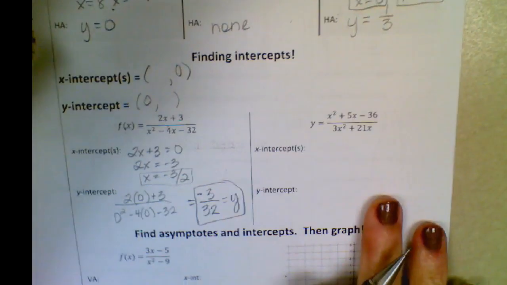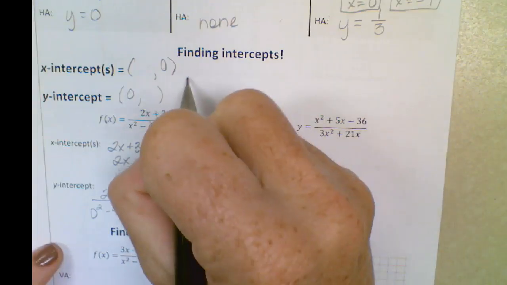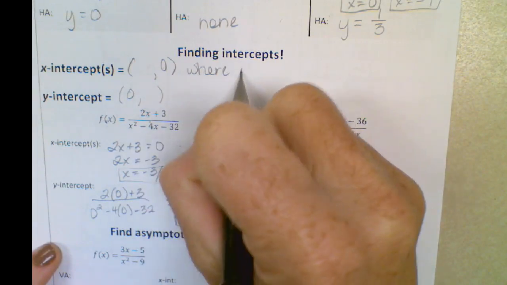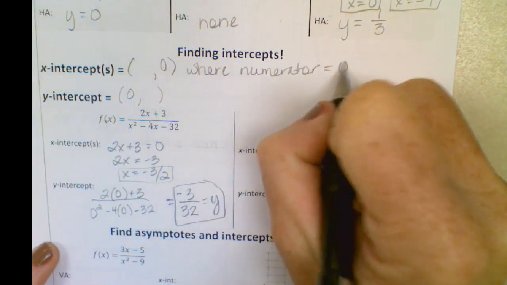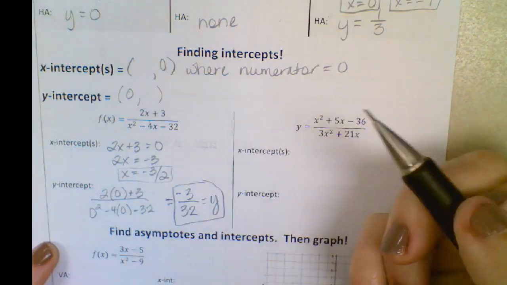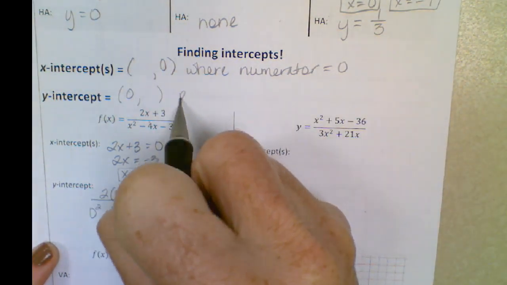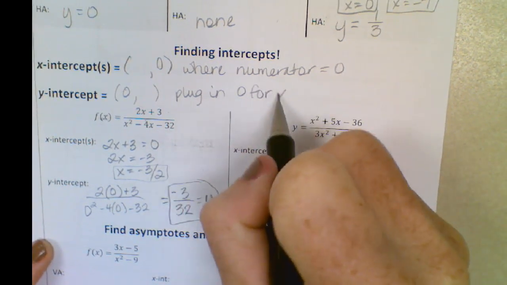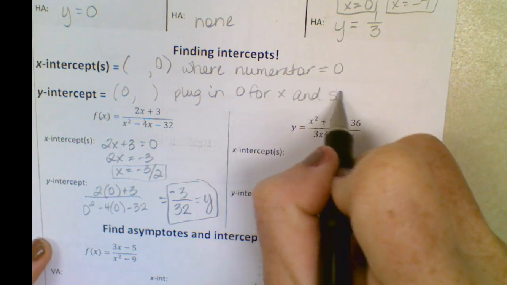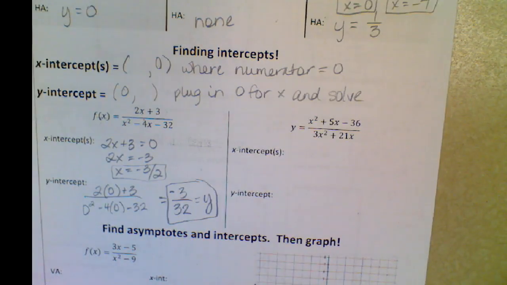Okay, let's try another one. Remember, my x-intercept is going to be where my numerator equals 0. And my y-intercept is going to be where I plug in 0 for x and solve. So really, pretty easy on both.